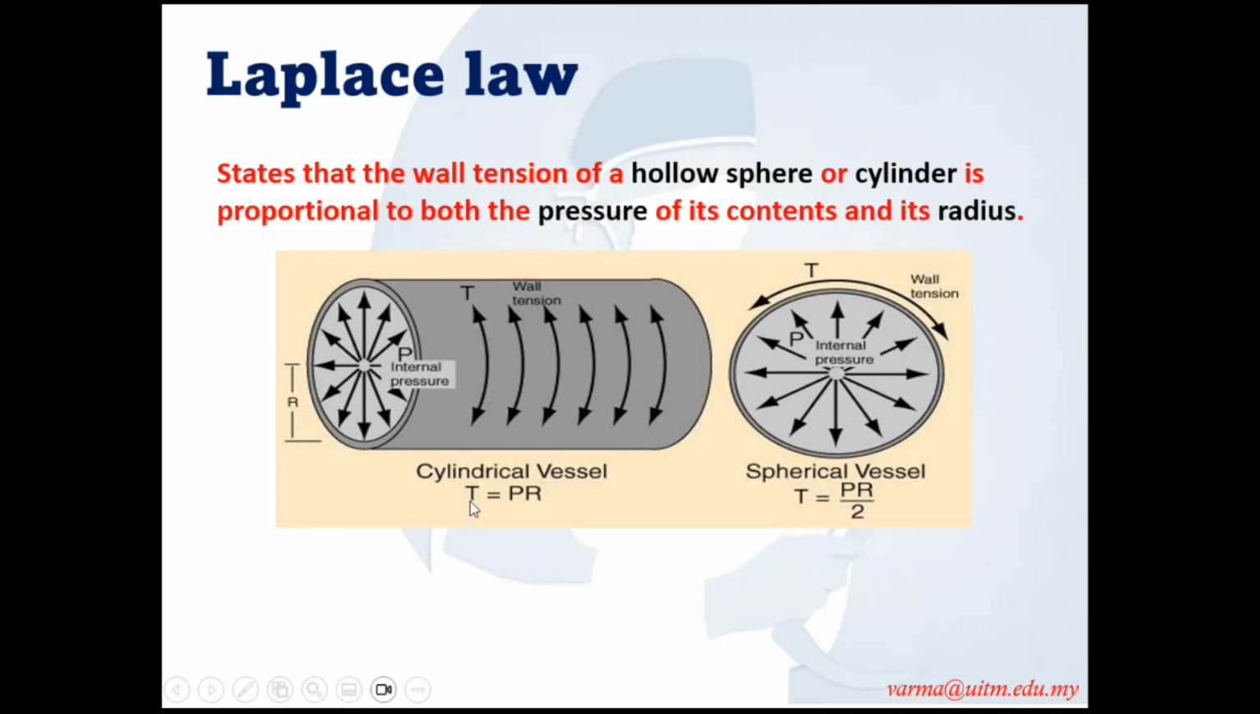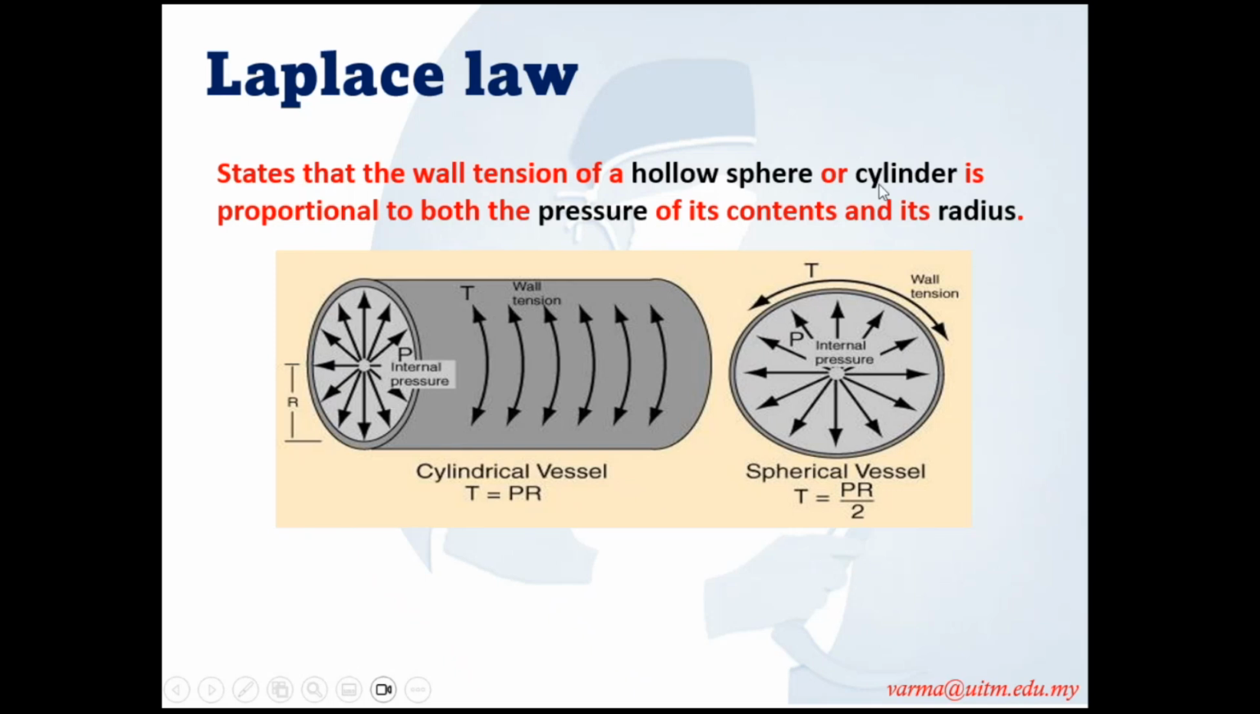So the equation is wall tension is equivalent to pressure times the radius, T = PR. The pressure of the content, times the radius. Whatever the content, it will liberate internal pressure. So the tension is equivalent to the radius of the cylindrical vessel times the pressure being liberated by the content. If it's a spherical one like a chamber, the equation will be PR divided by 2. That is the difference between cylindrical and spherical.